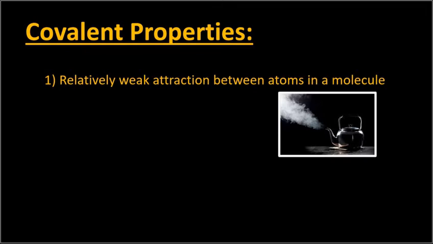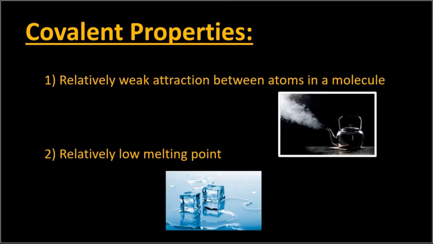Okay, first off, there is relatively weak attraction between atoms. That is why they are able to come apart so easily, such things as going from water to steam. In case you haven't figured it out, water is covalent. There is a relatively low melting point. If you think about it, ice melts relatively cold. I mean, 32 degrees Fahrenheit is quite cold to have a melting point.